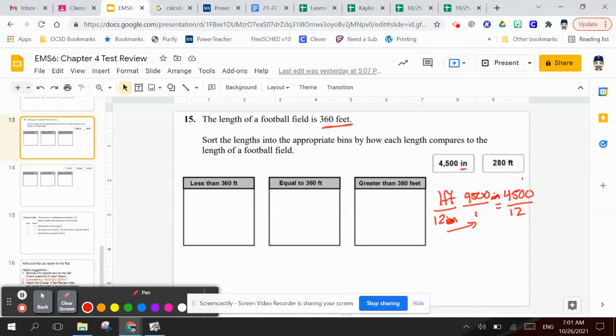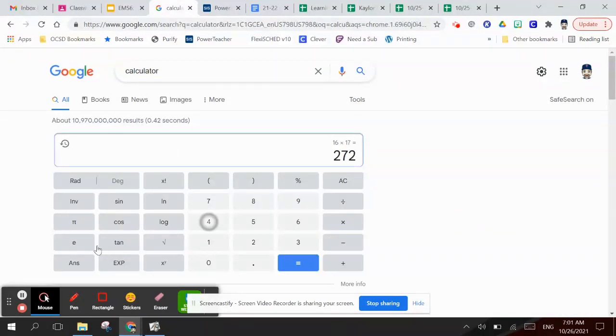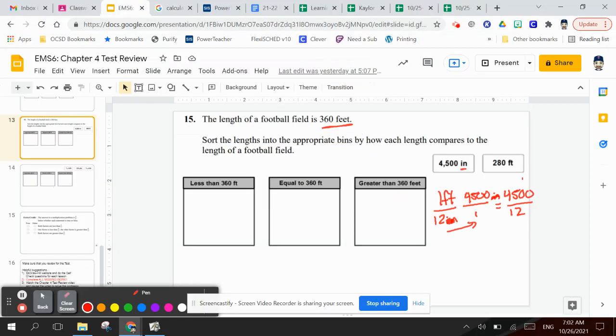So here's where I have to divide. 4,500 divided by 12. So I go to my calculator. 4,500 divided by 12 gives me 375 feet. Is that less than 360, equal to 360, or greater than 360? Well, 375 is greater than. So I know that 4,500 inches is greater.